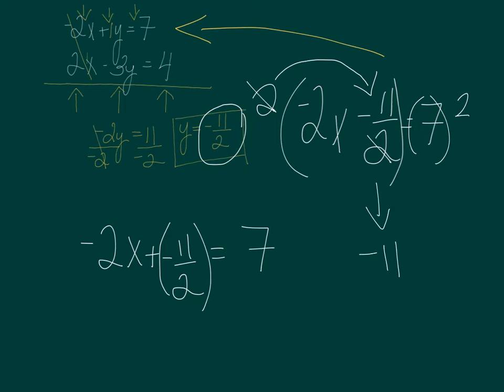Now, I know some of you out there watching me are going, wait a minute, don't forget, you've got to distribute 2 times the negative 2x also. You are right about that. It's going to be a negative 4x. So again, I did that a little backwards.